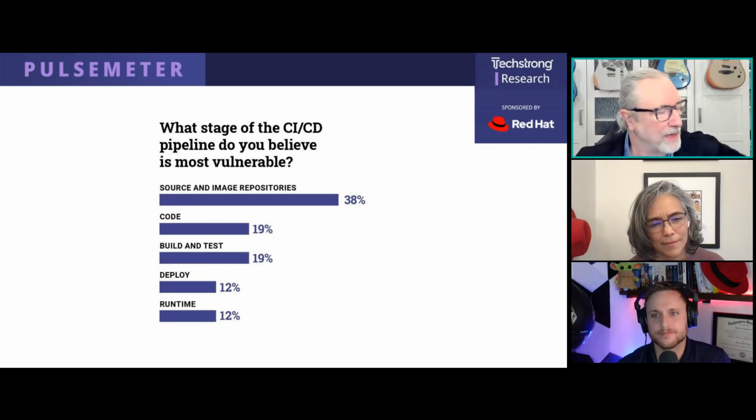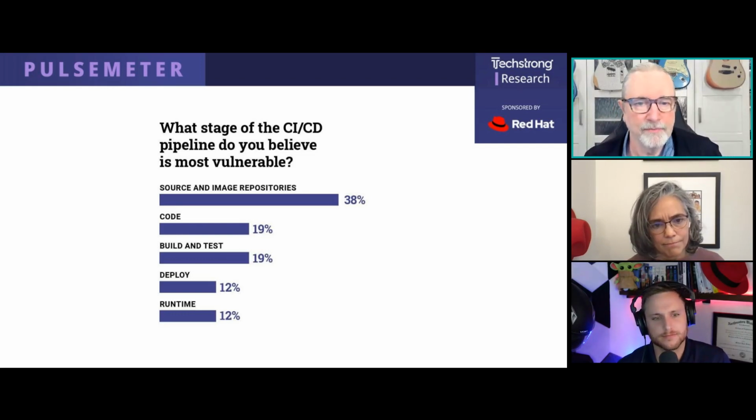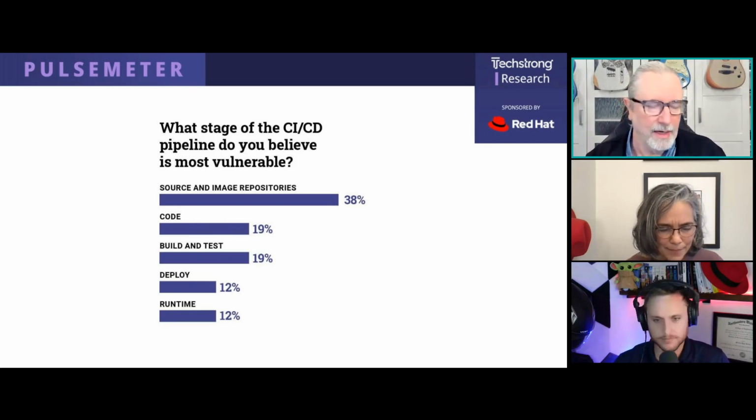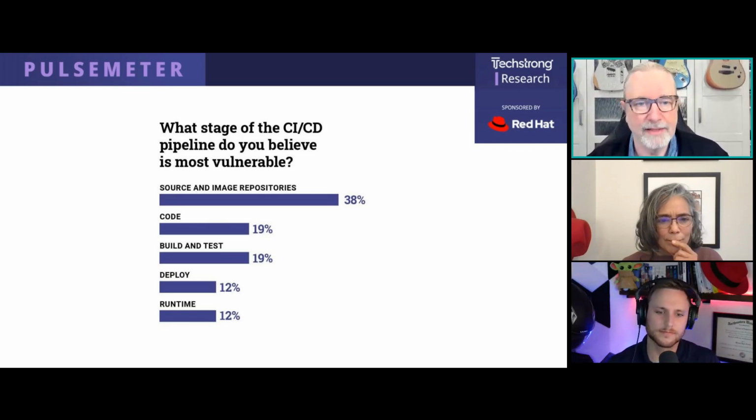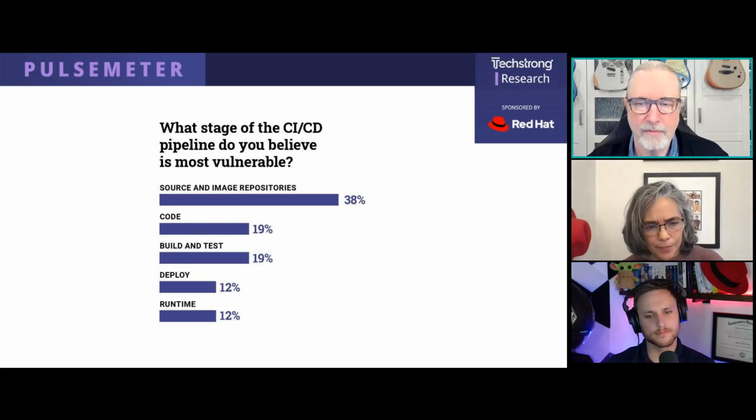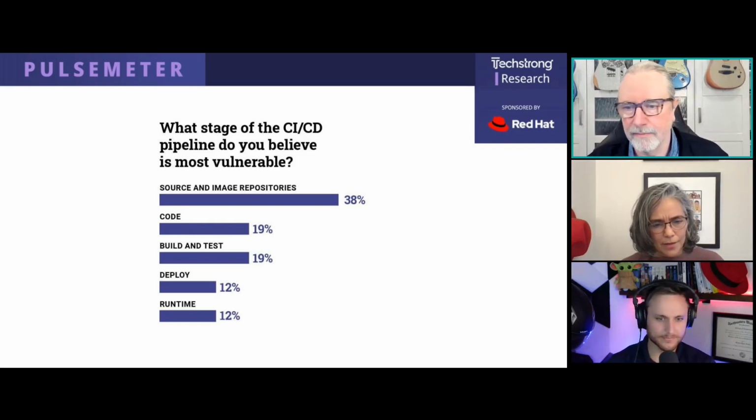So thinking about the stages of the CI/CD pipeline, what do you believe is most vulnerable? Interesting. Source code and image repositories, in other words, input into the front of it, right? Now, this could be public, it could be our own also, right? But I think there's a lot more attention around vulnerabilities and compromises getting into build standards of images and package managers, things like that. Build, code, and test. So we're at 19%, about equally there, and then less so around deploy and runtime. So curious about your reactions to this.